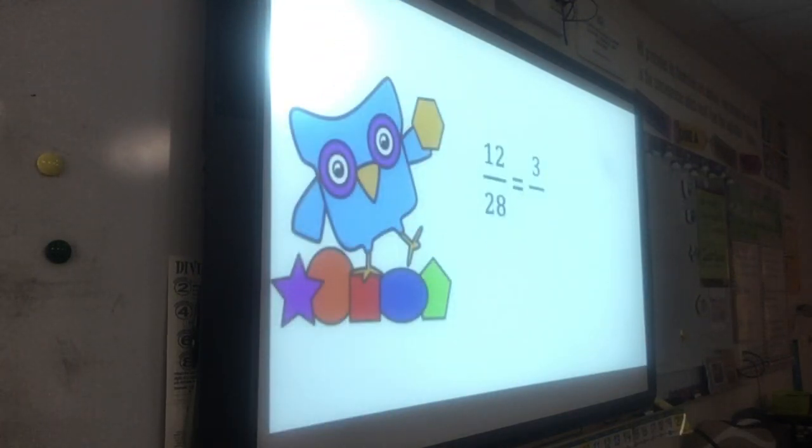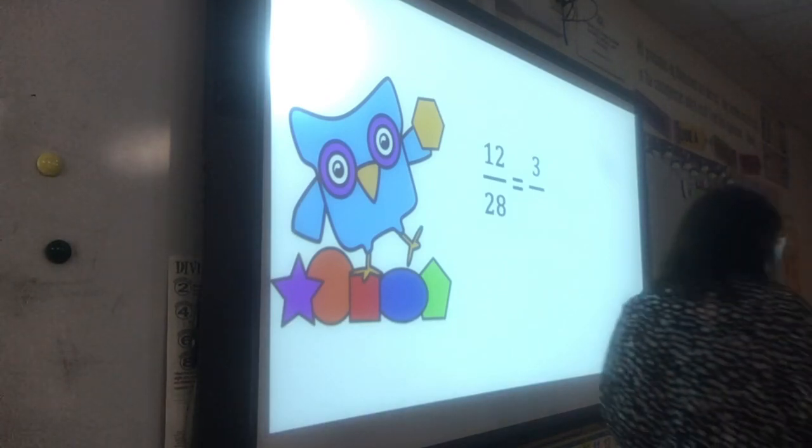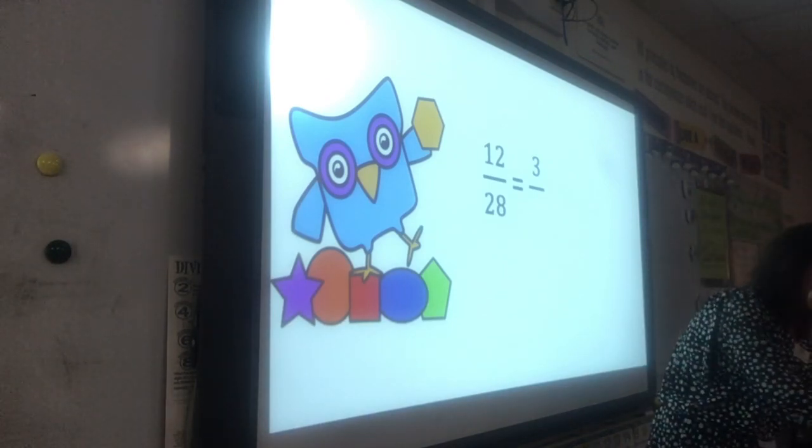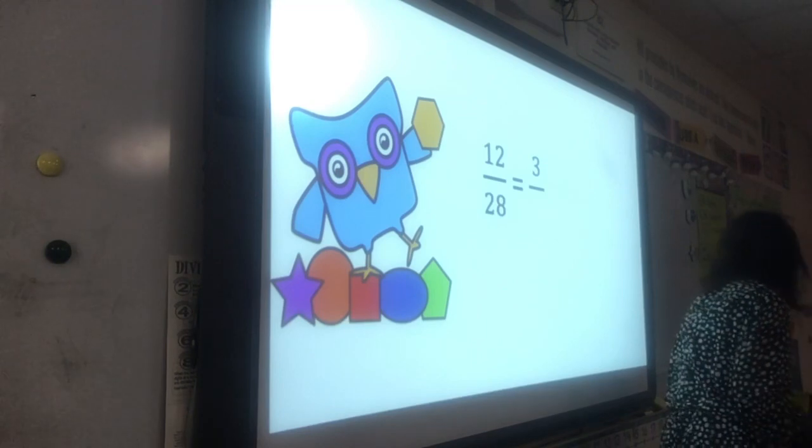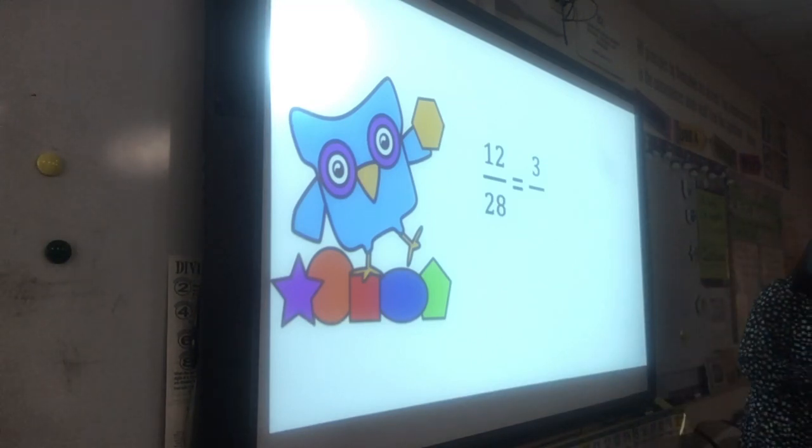Okay, we know we're dividing, because we're going down, 12 down to 3. And then we need to do the same thing on the bottom. So again, we know we're dividing, because it's going from 12 down to 3. Graham? Divide by 4, divide by 4, so it's 7.